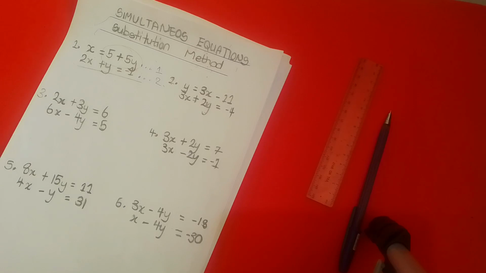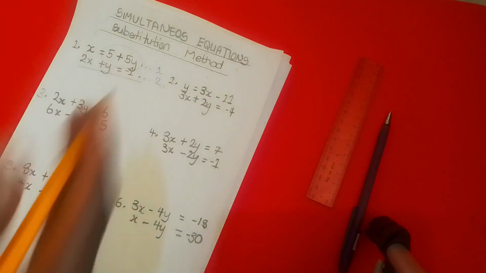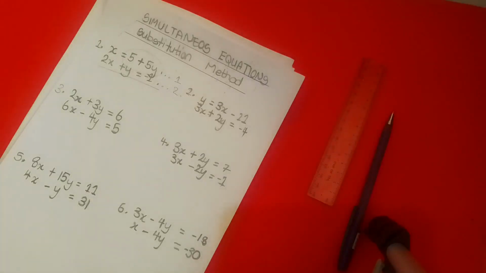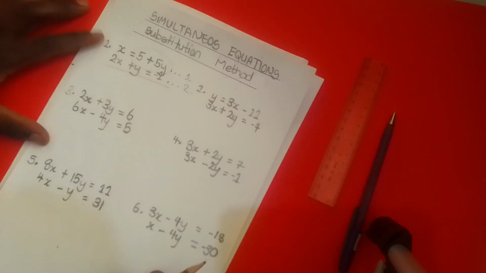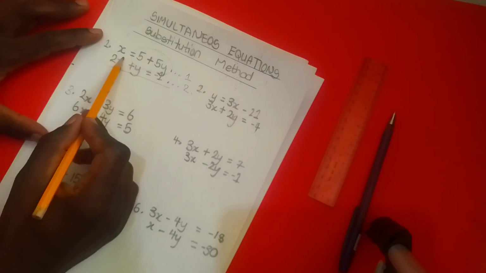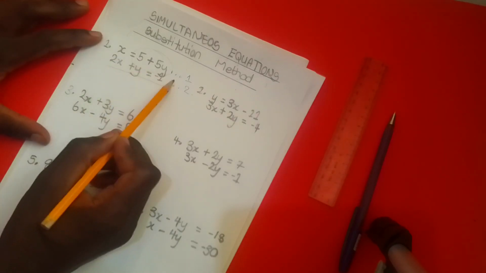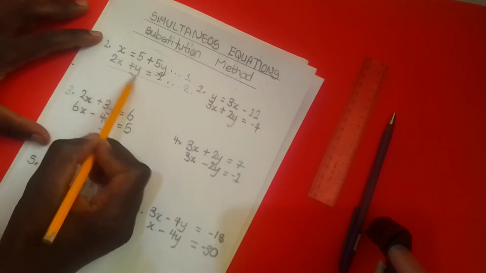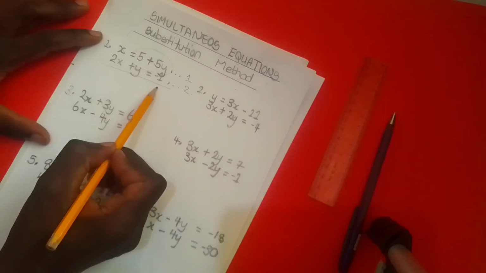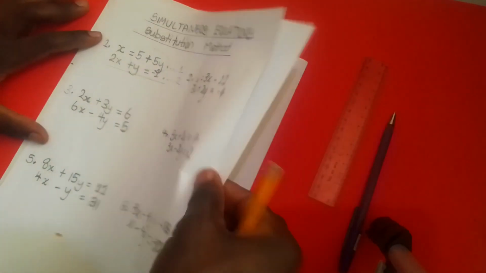Okay, so with that being said, let's get started with the substitution method. Question one is saying that 5x is equal to 5 plus 5y, and 2x plus y is equal to negative 1. Okay, so let's solve this.